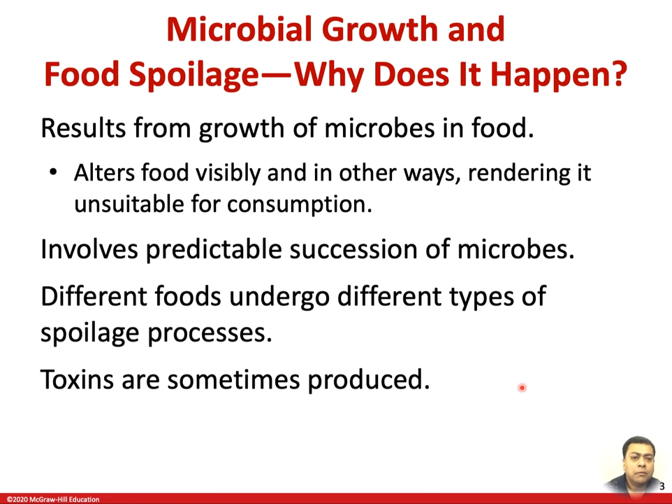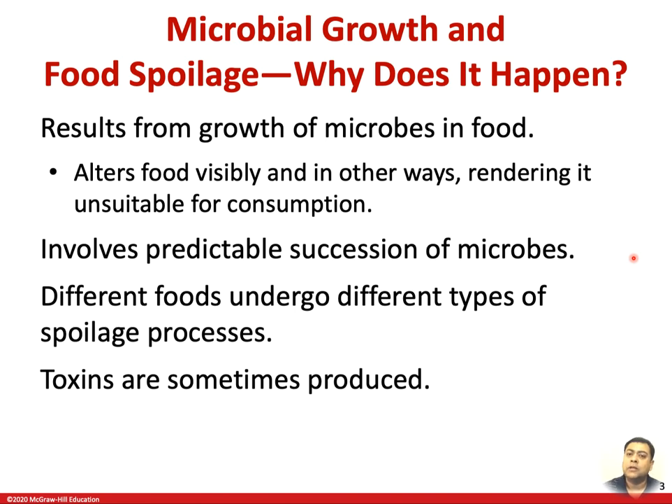So what exactly happens, and what do we mean by food spoilage? Food spoilage results from the growth of undesirable microbes on the food. It alters the food's visibility and in other ways renders it unsuitable for consumption. And it involves a predictable succession of microbes. That means that the first group of organisms that grows when the food is getting spoiled is different from the last batch of microbes that will spoil the food.